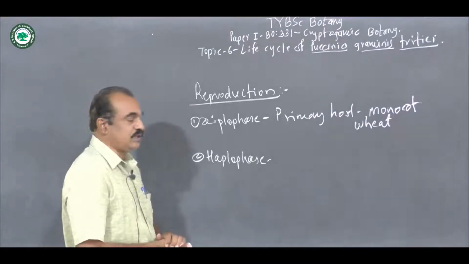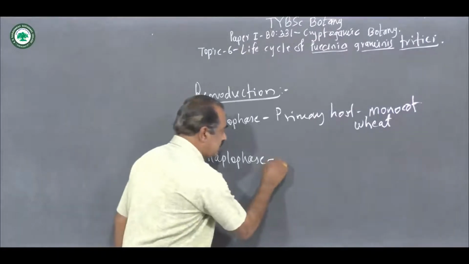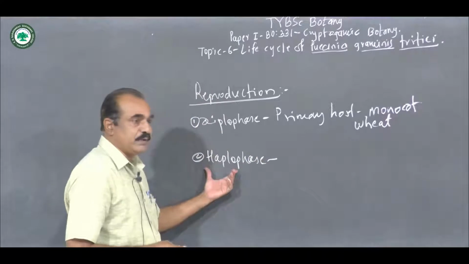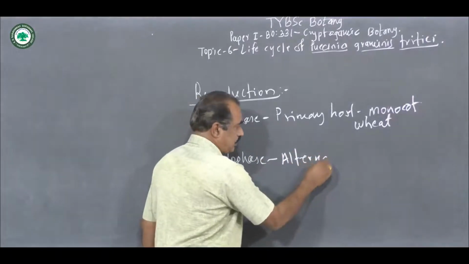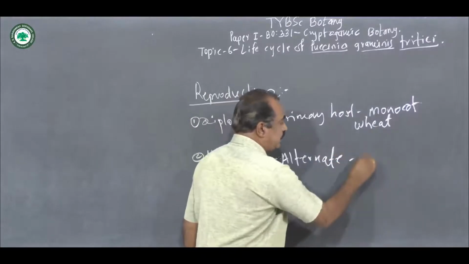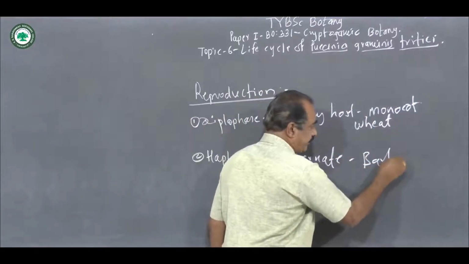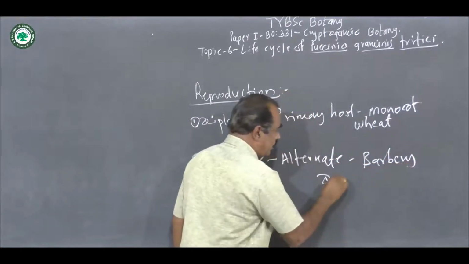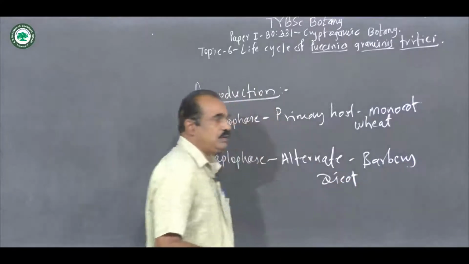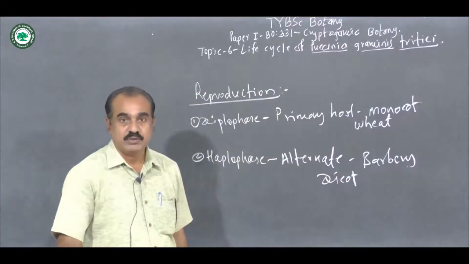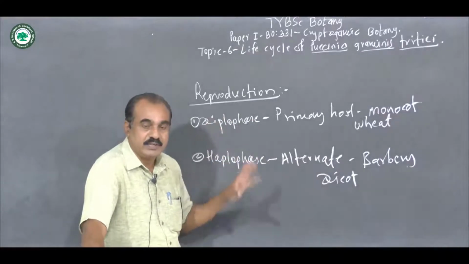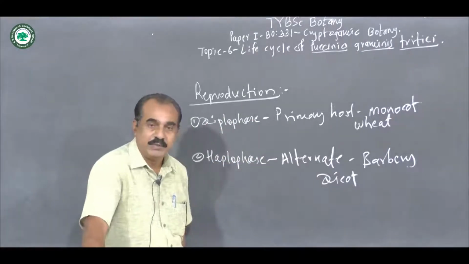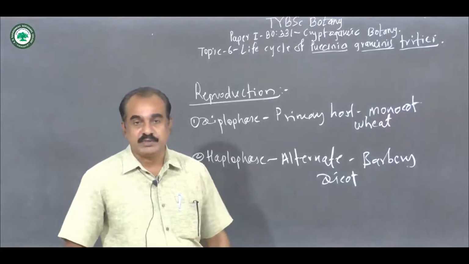Now, there is another stage. That stage is called the haplophase. All the stages in this haplophase occur on the alternate host, and that alternate host is the barberry, and this is a dicot. So, there are two different types of hosts which are required to complete the life cycle of Puccinia graminis tritici, because it is polymorphic. It shows 5 different types of stages.